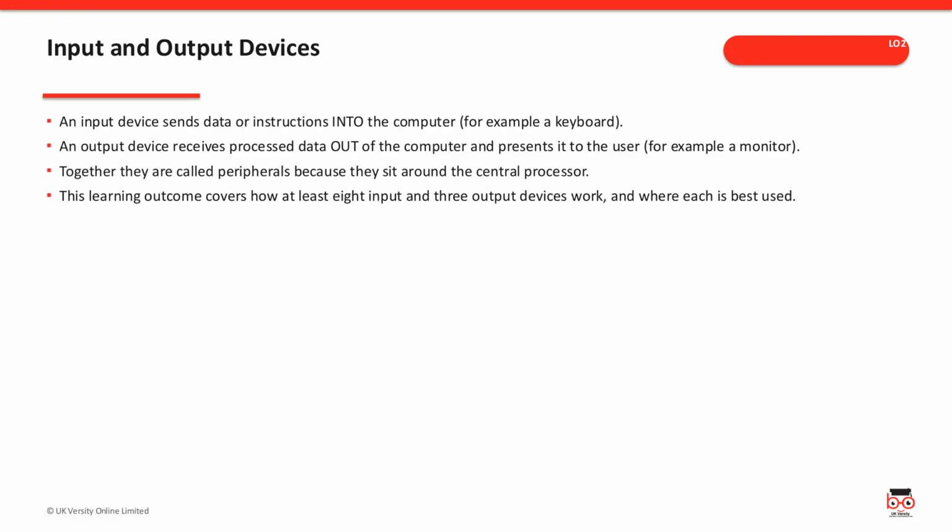An input device sends data or instructions into the computer, like a keyboard carrying your keystrokes, while an output device takes the processed results and presents them back to you, like a monitor showing the picture. Together, we call them peripherals because they sit around the central processor. Over the next few slides, we'll look at 8 input devices and 3 output ones, and where each really shines.